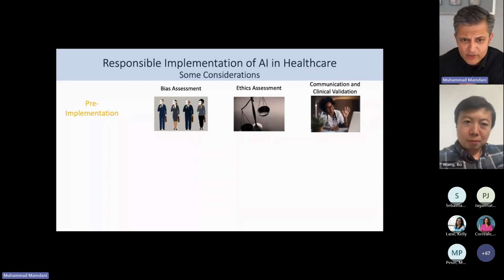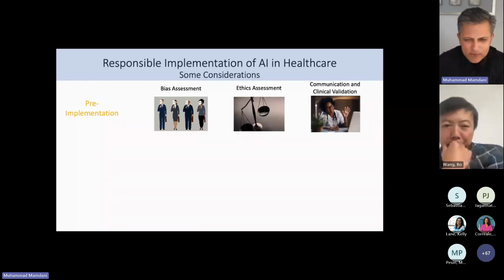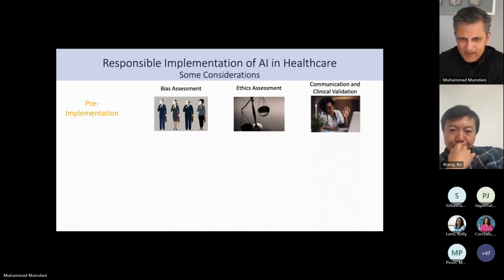Communication and clinical validation. Clinical validation is absolutely key. And communicating around what this algorithm can do and, more importantly, cannot do. What do I mean by clinical validation? I'm just going to touch on that. A lot of times we go into an algorithm and we say, this is great performance, when actually it's not, right? I'm going to use a very simple metric of accuracy.